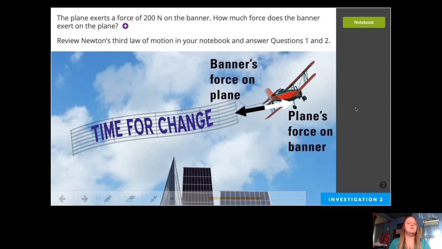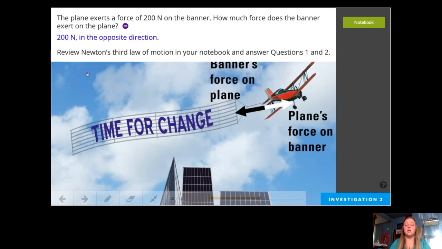How much force does the banner exert on the plane? Thinking back to Newton's third law of motion, if the plane is the first object exerting a force, the banner's force on the plane should be equal, but in the opposite direction. We see this here. They have done that, right? So it should be 200 newtons in the opposite direction because it has to be equal.